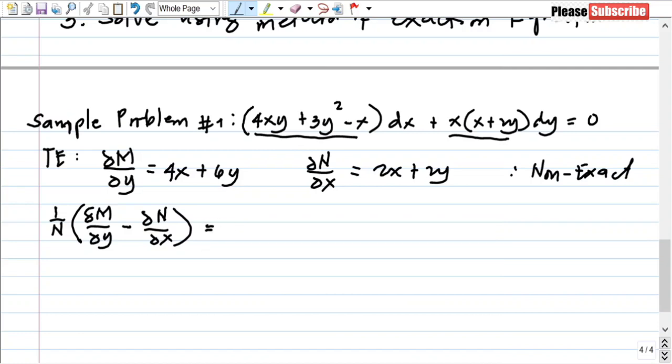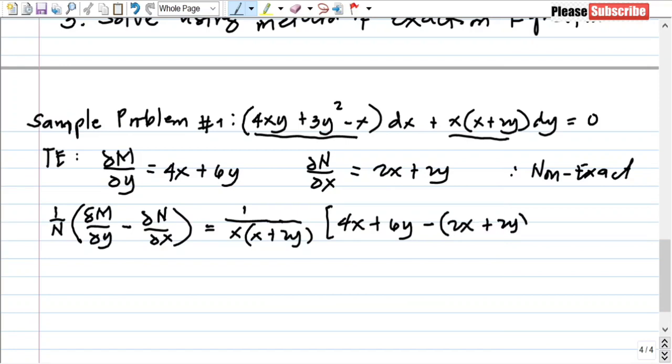So, that will equal to, ano yung N natin? 1 over, ito, di ba? Multiply natin, ganyan naman lang, x, and then x plus 2y. Okay? And then, ano to? Partial derivative of M. Ito. We have 4x plus 6y minus to, 2x plus 2y.